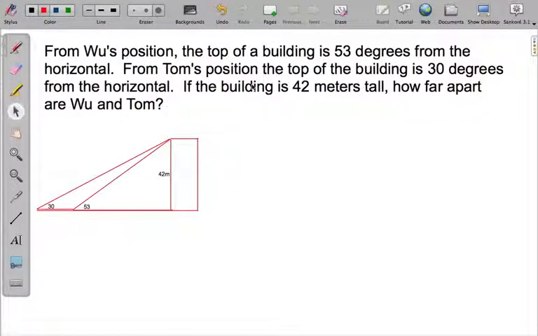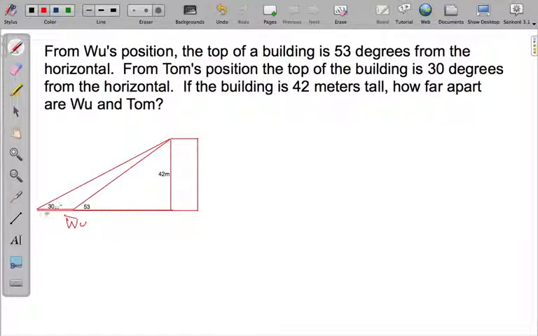Okay, in this trigonometry problem, we are looking at a situation where from Wu's position, the top of a building is 53 degrees. So Wu is standing here. And from the horizontal, and from Tom's position, the top of the building is 30 degrees.